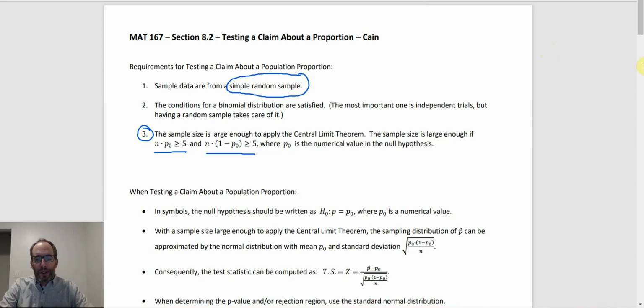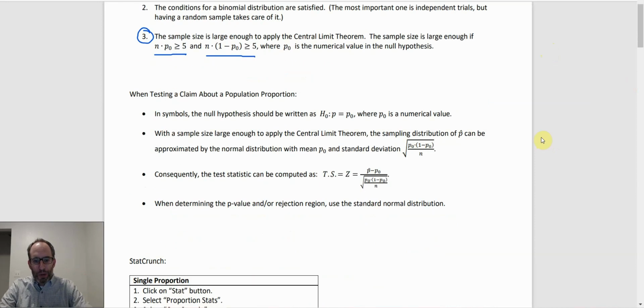Okay. So then when you're testing a claim about a proportion, what the null hypothesis looks like probably isn't going to be news. Those show up in section 8.1 as well, where it's going to be p, not p hat, since the test needs to be about a parameter, so you've got to have a p in there, equal to some number, and that some number is your p0. Then as long as your sample size is big enough to apply the central limit theorem, then the sampling distribution of p hat would be approximately normal. And it can be approximated by a normal distribution with a mean of p0, the assumed value of p from the null hypothesis, and then the standard deviation of that root.